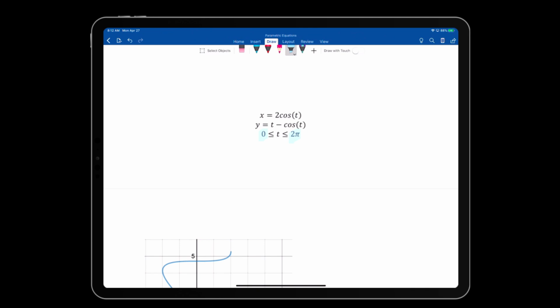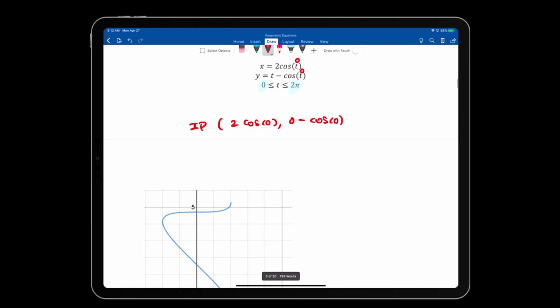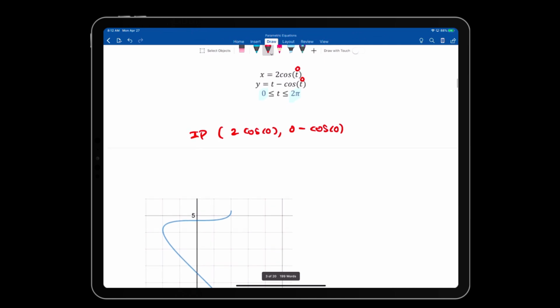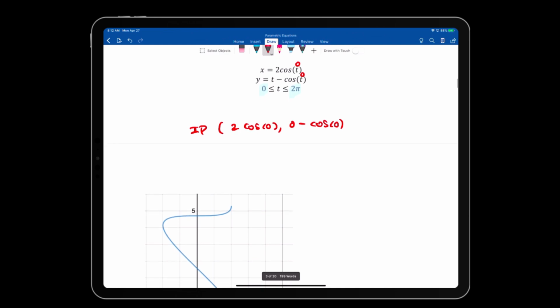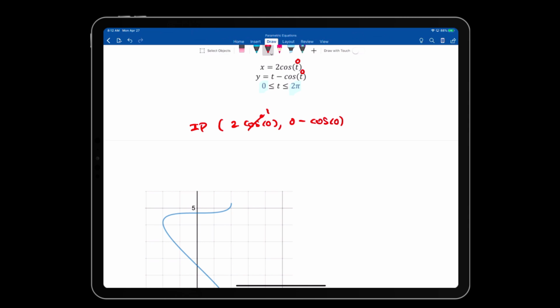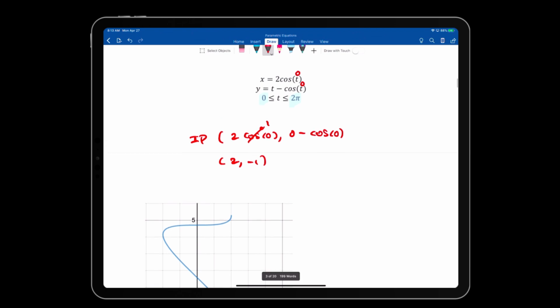So we know we have an initial point, and that happens when t is 0 here. So the initial point is going to be 2 times cosine of 0, comma, 0 minus cosine 0. Here's my initial point. So I'm going to look at the curve here. I'm going to find the initial point, I'm going to find the terminal point, and I'm going to find the orientation. So I'm using the definition of initial point. Plug in that value. Cosine of 0, though, is 1. So this means we have 2, and 0 minus 1, which is negative 1. So (2, negative 1) is the initial point for this curve.